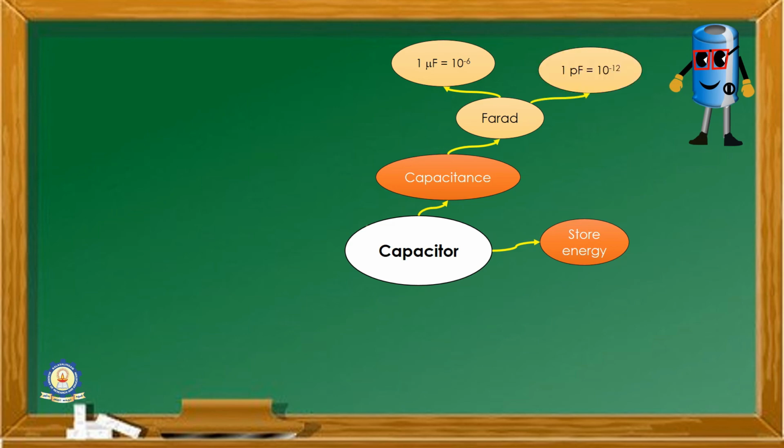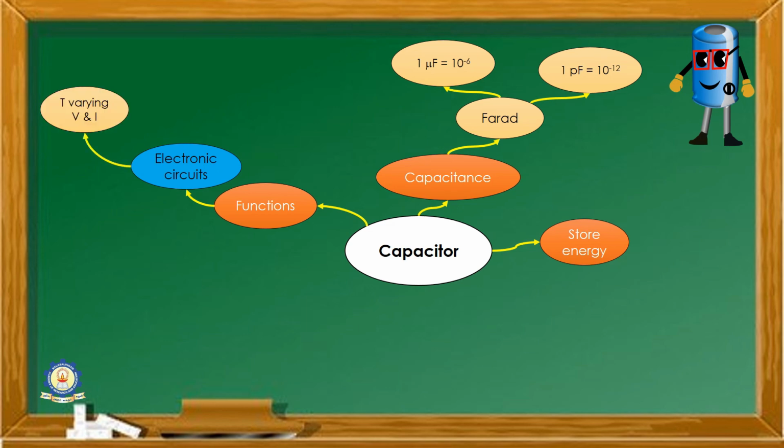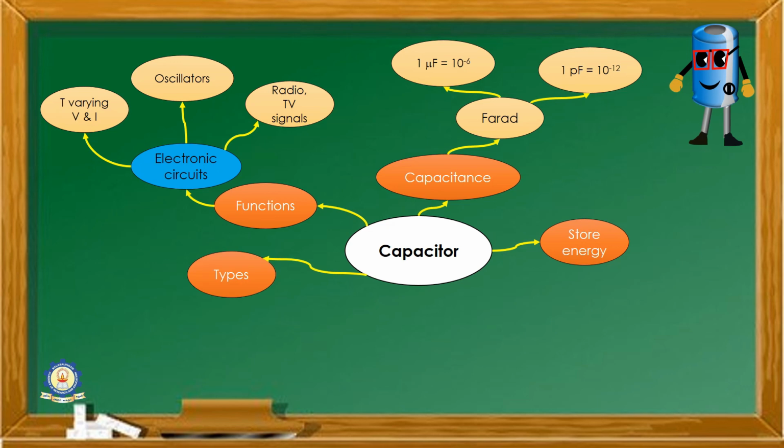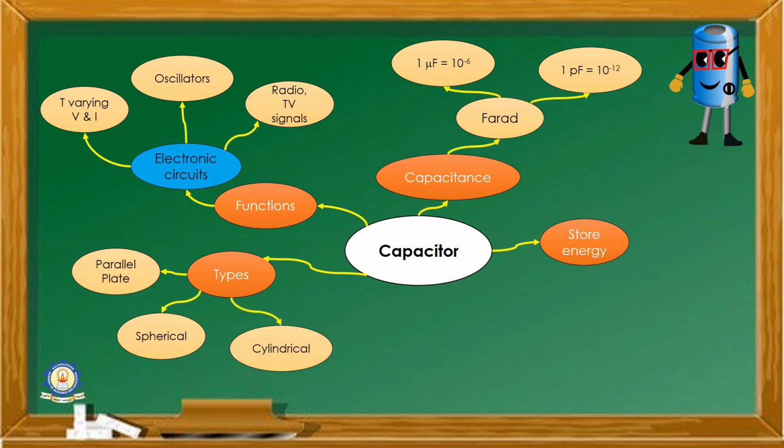Next about the capacitor is the functions where it is employed. These capacitors are employed in electrical and electronic circuits, time varying current and voltage measurements, oscillators, then radio and TV signals. Types of capacitors: parallel plate, spherical and cylindrical capacitor. So this is the famous equation of the capacitor: C is equal to Q by V, and then you have the symbol for the capacitor as parallel lines like this.